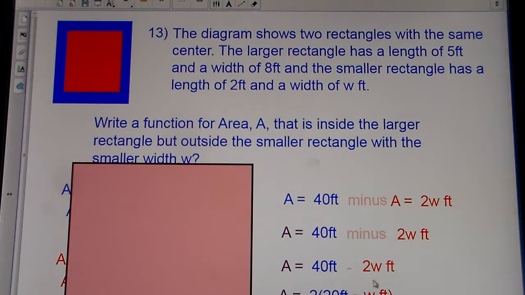And we can factor things out. We can factor out a 2 because 40 is divisible by 2 and 2 is divisible by 2. And that's how we get an answer for number 13.